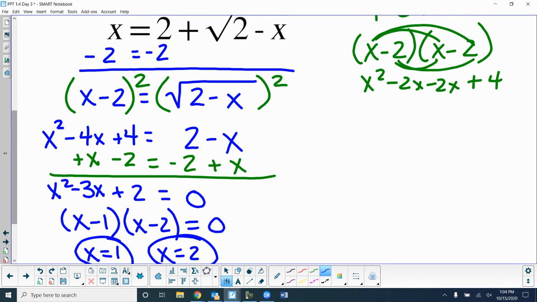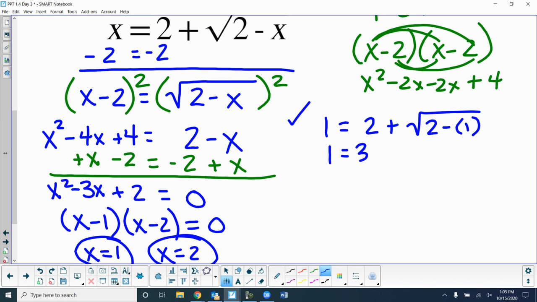So, we put a 1 in for x. I just put a little check mark for the check. And then 2 plus the square root of 2 minus, and I'll put a 1 in for x, right? What's 2 minus 1? 1. What's the square root of 1? 1. What's 2 plus 1? 3. Are those equal? No. So the 1 doesn't work. We better check the 2 to make sure. It probably does. Usually, at least if you have 2 answers, at least one of them works.